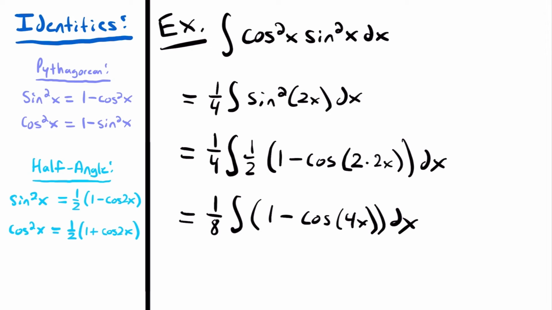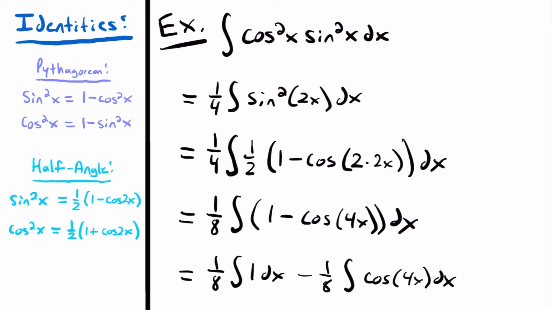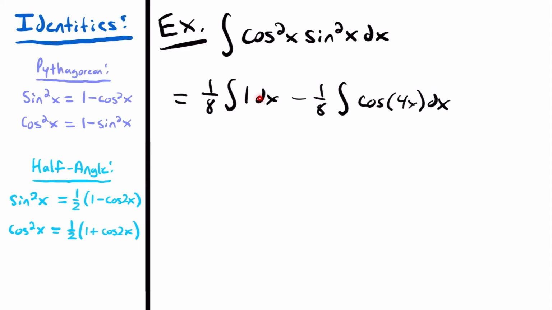And so what I'm going to do is split up this integral into two integrals. This will be equal to 1/8 times the integral of 1 dx minus 1/8 times the integral of cosine of 4x dx. And so if I clean up my work here, we know that the integral of 1 is just going to be x. The integral of a constant is just equal to that constant times the variable of integration, which is x. And so this is equal to 1/8 times x.